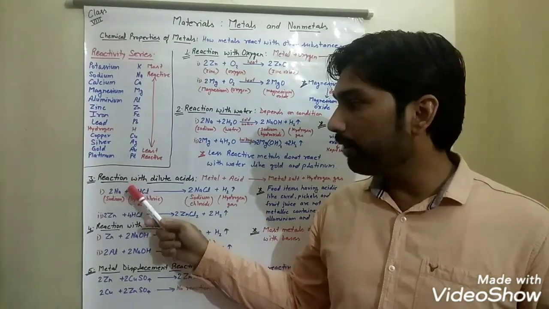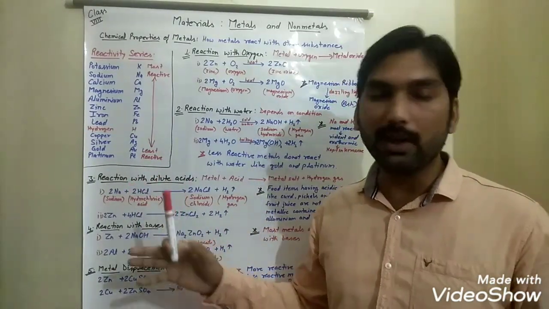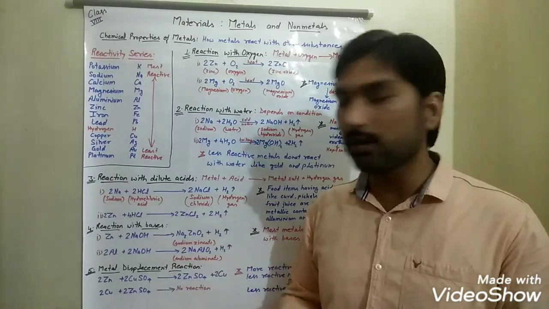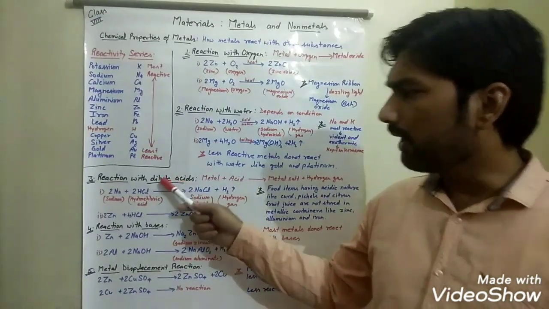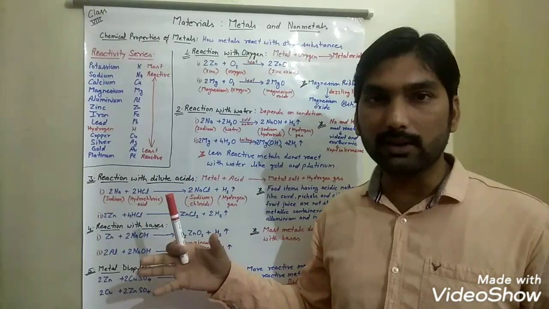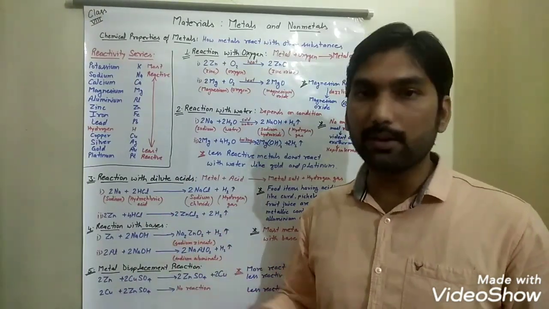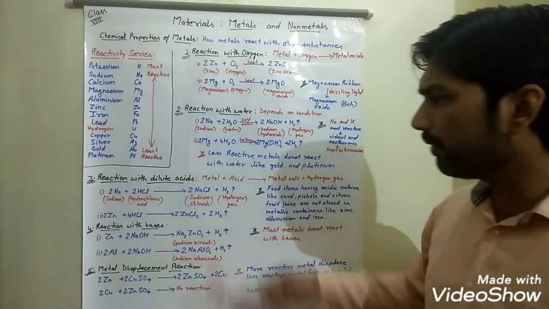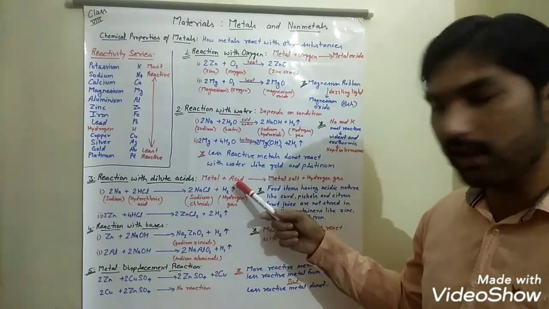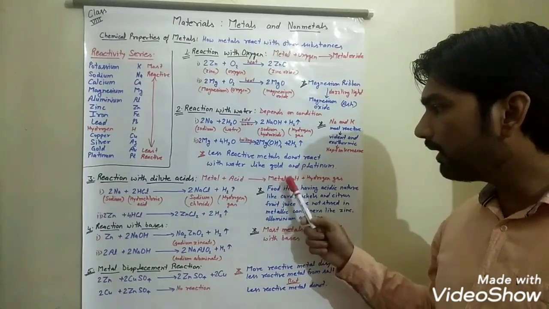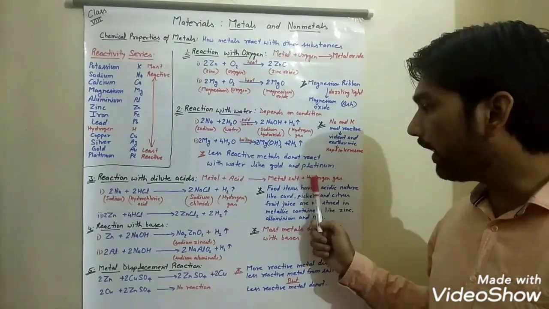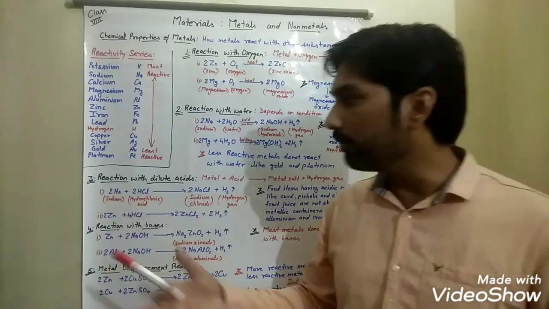Another reaction is what? With dilute acid. What will happen if metals react with dilute acid? Dilute acid means what? Weak acid, in which the concentration of water is more in comparison to the acid. So whenever any metal reacts with acid, always a metal salt and hydrogen gas will be produced.